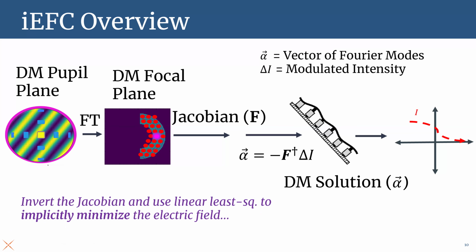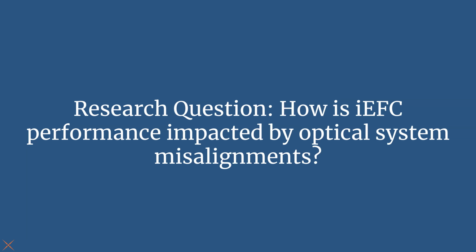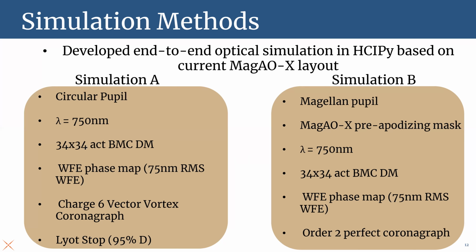However, oftentimes when we're using this wavefront control algorithm, we assume a perfectly aligned system, but the reality is that optical systems are often subject to misalignments or drifts. So the question we're examining is, how is iEFC's performance impacted by these optical system misalignments, and how well does it do in the presence of misalignments? To address this, I developed an end-to-end optical simulation in HCIPy loosely based off of the current MagAO-X layout.